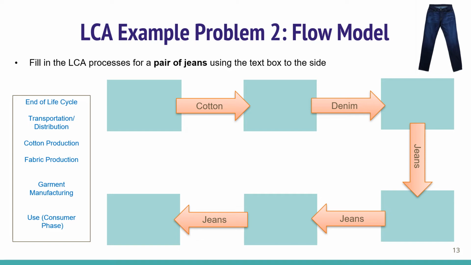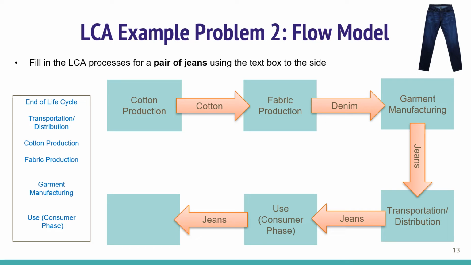Okay, so the first process before cotton would be the cotton production. The second process would be fabric production. Once we have our cotton, we can then make the denim. Following denim would be garment manufacturing for the jeans themselves. And then transportation and distribution of jeans to stores. The next phase would be the consumer phase, so once they're bought and being used. And the last phase would be end of life cycle.